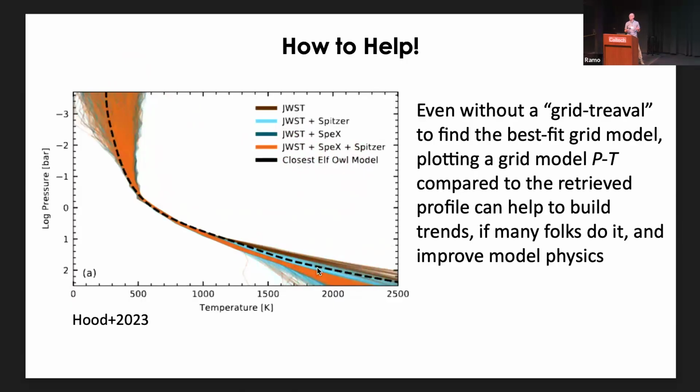This is just one particular object, but if we, as a community, try to do comparisons like this anytime we have a spectrum and do a retrieval, we can then start to build up trends about things like, is your upper atmosphere always a little bit too cold, which I think is a trend we're starting to see? Is the deep atmosphere always a little bit too hot? Some objects show this really dramatically, some not so much. If we can understand that as a function of effective temperature or surface gravity, that is input to thinking about what the models are missing in terms of their physics and chemistry.